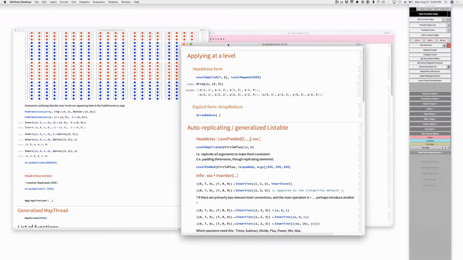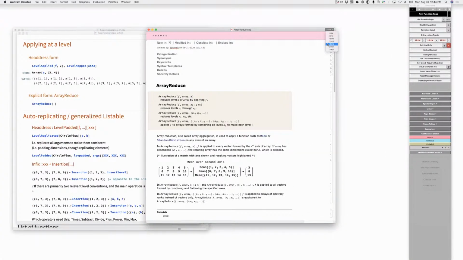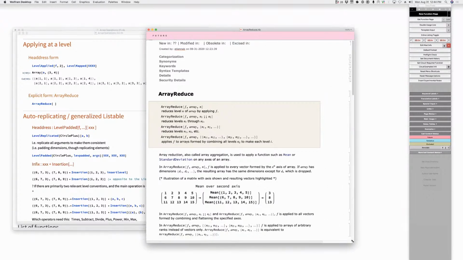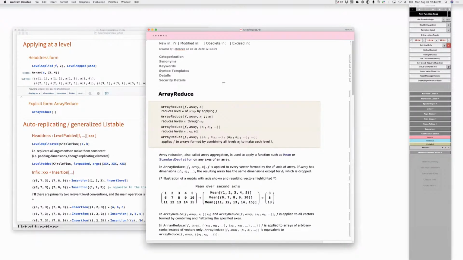So now let's go back to what we originally had. Now I think I'm ready to do ArrayReduce. Okay, so let's take a look at ArrayReduce here. Which is different from level applied, or level mapped, which I claim is a very useful general thing. Okay, so this is the explicit form of what will otherwise become a headdress of something like level applied. Right, guys? Yep. Okay.